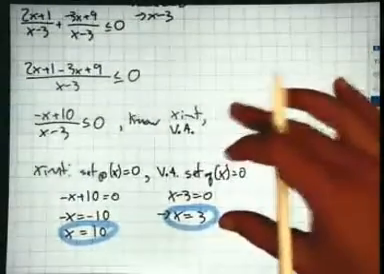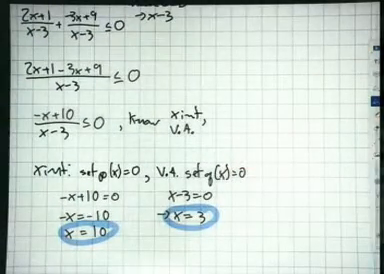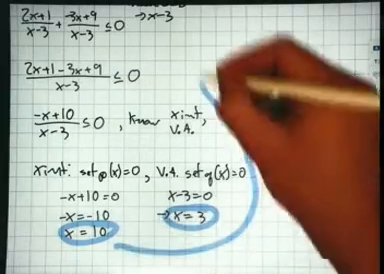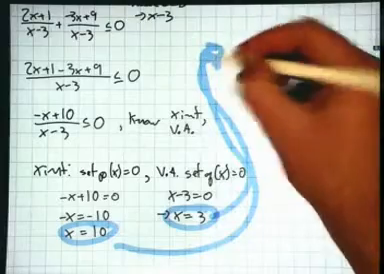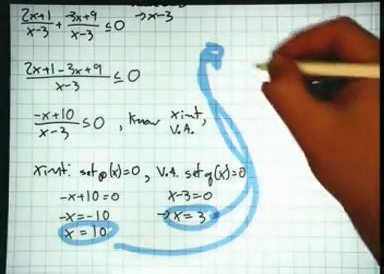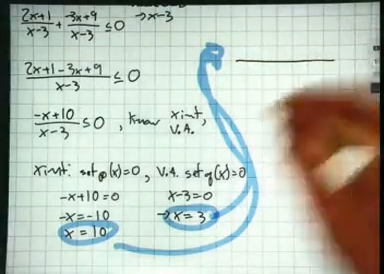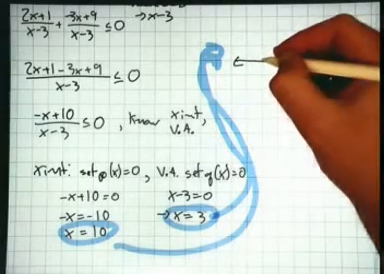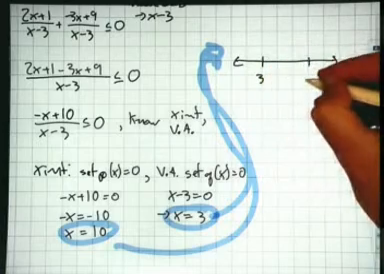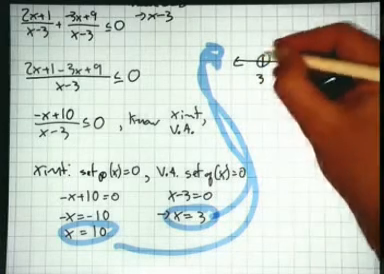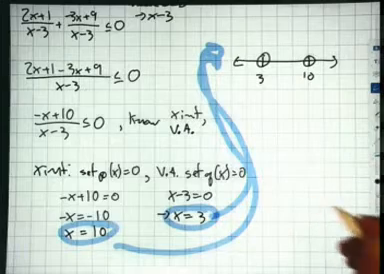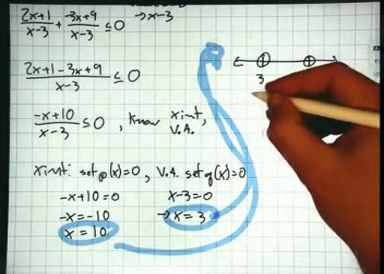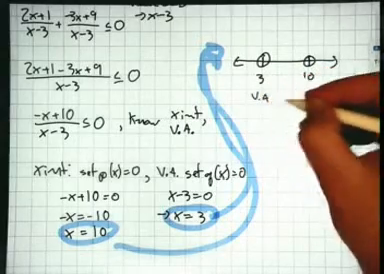So now what we're going to do is put this information on a number line. So we'll just take this information, bring it up here. So on a number line, I'm going to place, in order of least to greatest, we got 3 and then 10. I'm going to go ahead and put circles around this. And I'm going to quickly mark that 3 is my vertical asymptote.